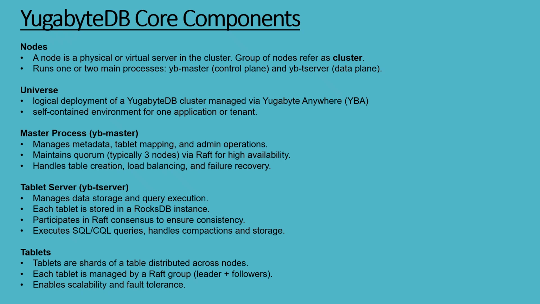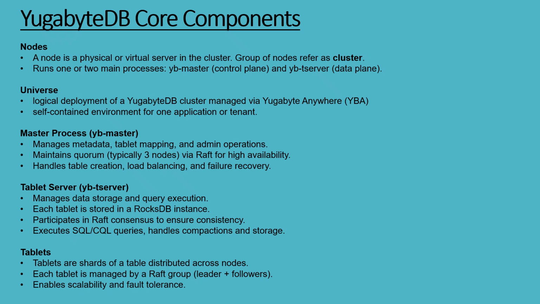Every node typically runs two main background processes. One is YB-Master, also known as the master server process, which is responsible for metadata and cluster coordination. The second process is called yb-tserver, also known as the tablet server, which handles actual data storage and query execution.